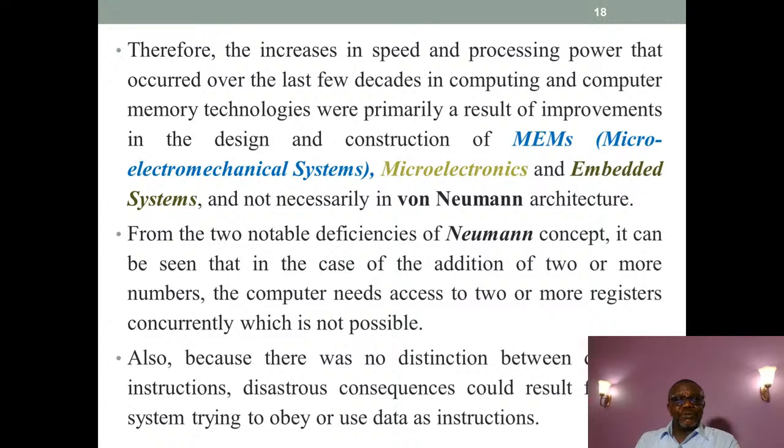So from the two notable deficiencies of von Neumann concept, it can be seen that in the case of the addition of two or more numbers, the computer needs access to two or more registers concurrently, which is not possible. And because there was no distinction between data and instructions, disastrous consequences could result from the system trying to obey or use data as instruction.